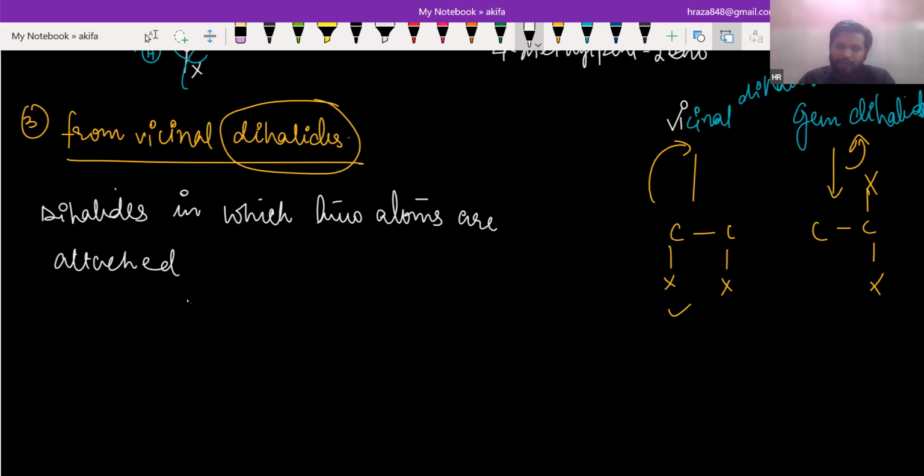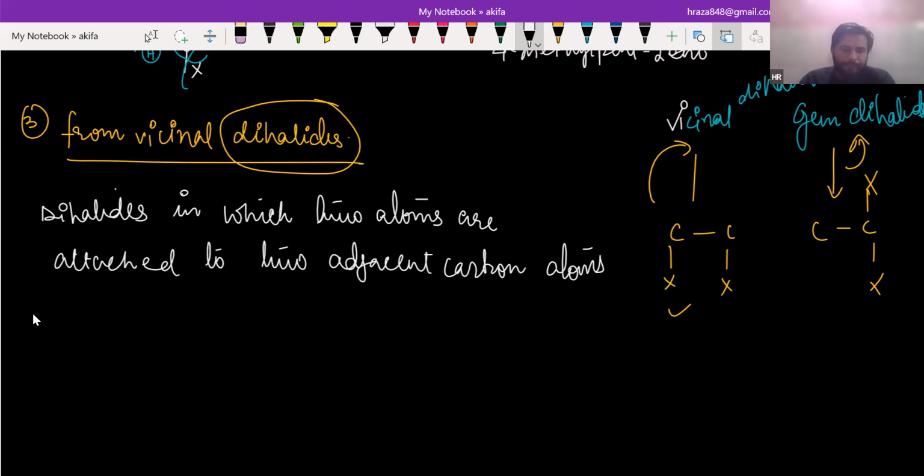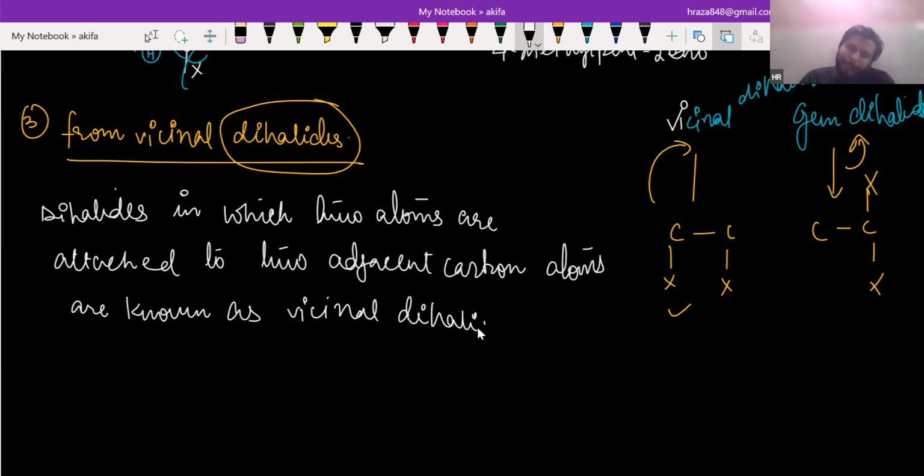I'm going to write the definition of vicinal dihalide. Two atoms are attached to two adjacent carbon atoms are known as vicinal dihalide. You can also write the definition of gem dihalide. Dihalides in which two atoms are attached on the same carbon atom are known as gem dihalide. This is the definition of vicinal dihalide.